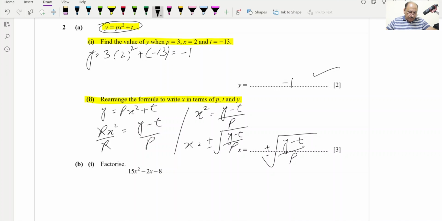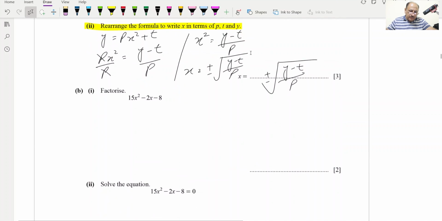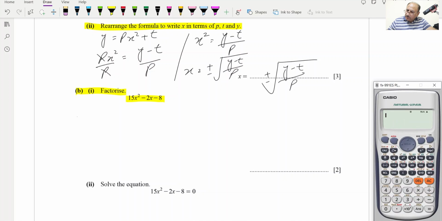3 mark question. Part B, part i, factorize. This is the algebraic expression which we have to factorize. So we can make factors, for example we can use calculator help. So mode 5 3, and the coefficient of x squared is 15, the coefficient of x is minus 2, and the constant is minus 8. So it's giving 4 by 5 and minus 2 by 3.